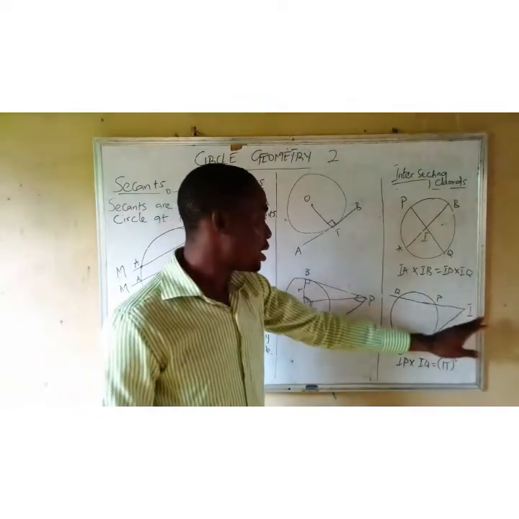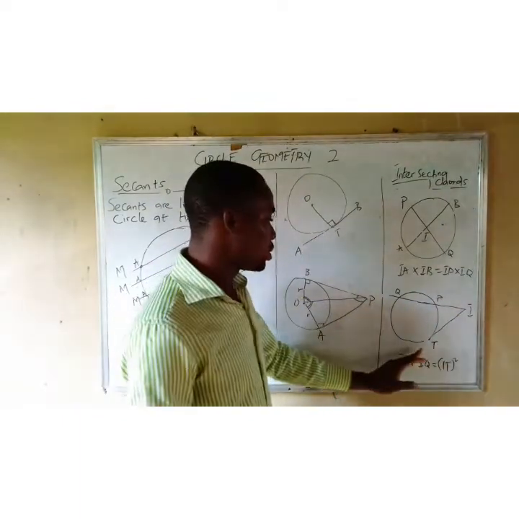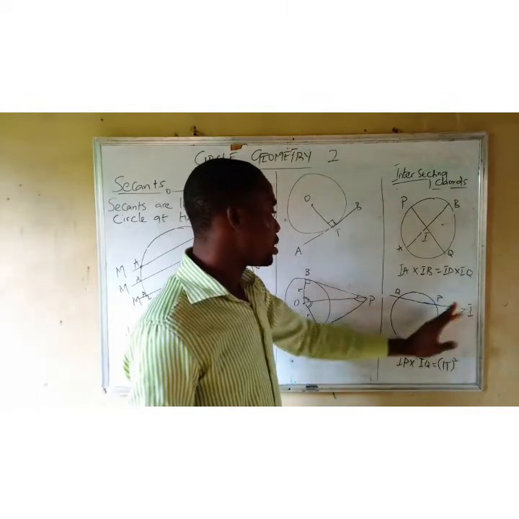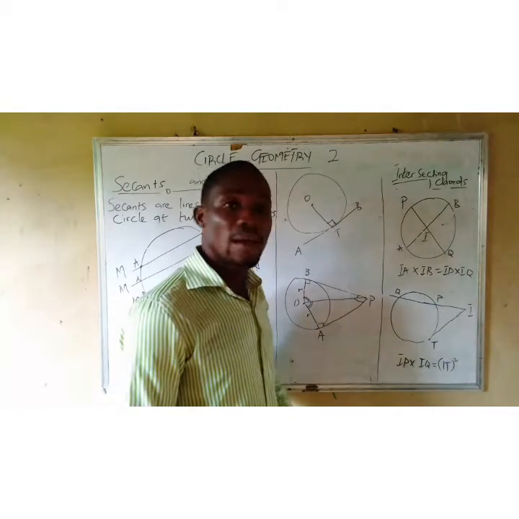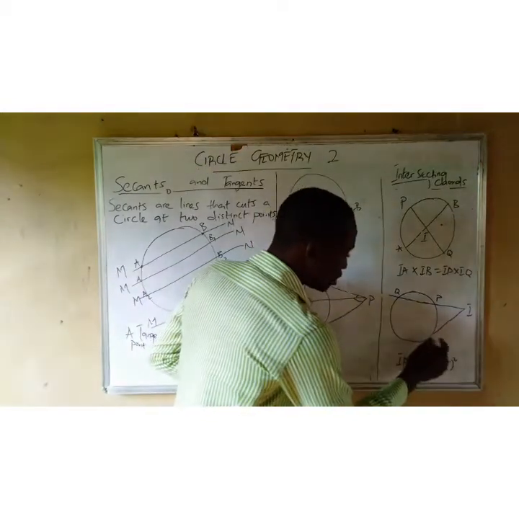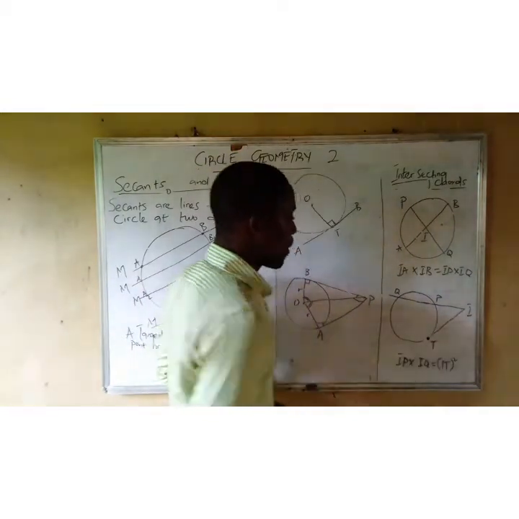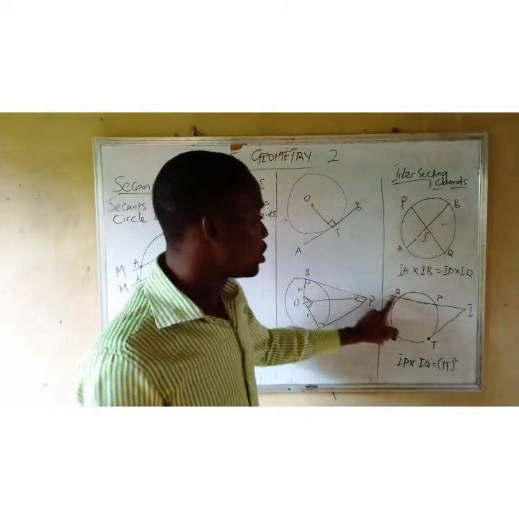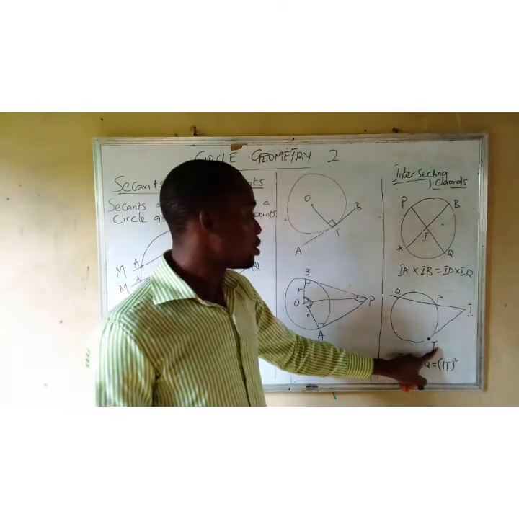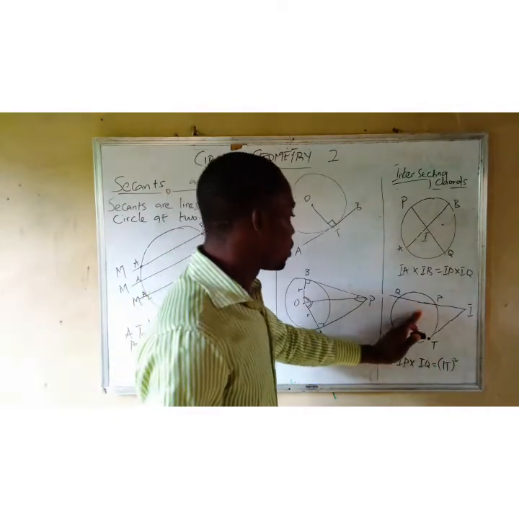Now for this second case of intersecting chords, we have a line and a tangent. We have a line QI and tangent line TI, where these all intersect at I. To solve questions like this, where this is the tangent and this is the line, we say IP times IQ equals IT all squared. So that is how to solve questions in this case.